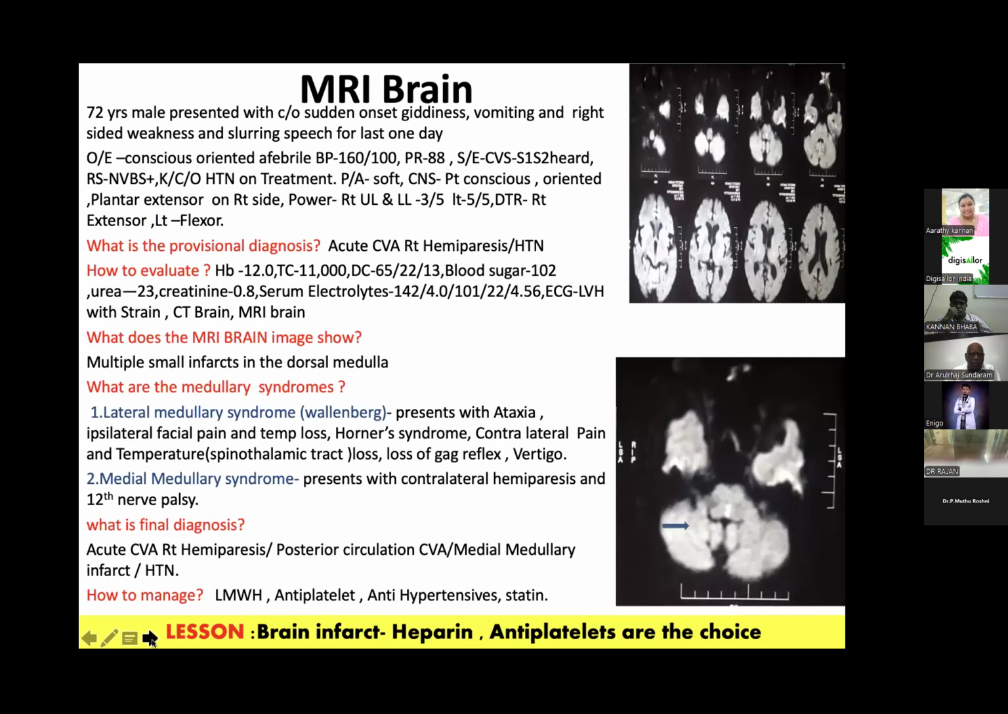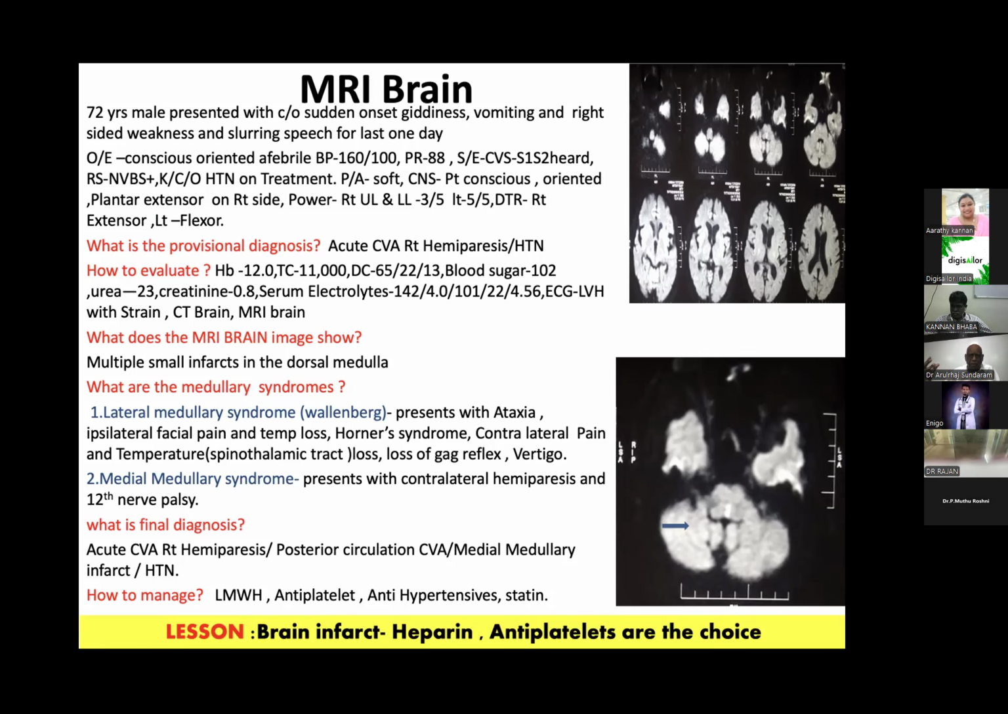This is an elderly gentleman who has some giddiness, vomiting and right-sided weakness. Clinically, we are able to see a right hemiparesis, so there should be a lesion in the left side of the brain causing an ischemic stroke. That is number one. Number two, we have done a CT and following that an MR. You find multiple thrombotic infarcts in the posterior cerebellum as well as in the midbrain. Therefore, it is very interesting, very common in a senior citizen.